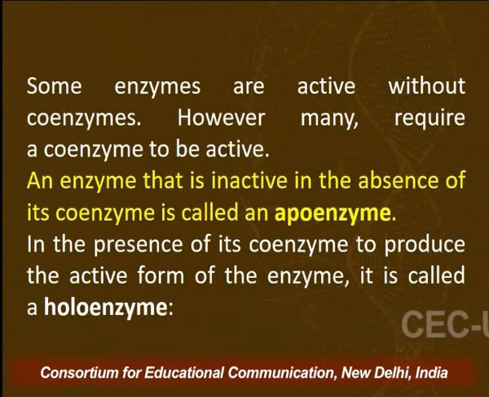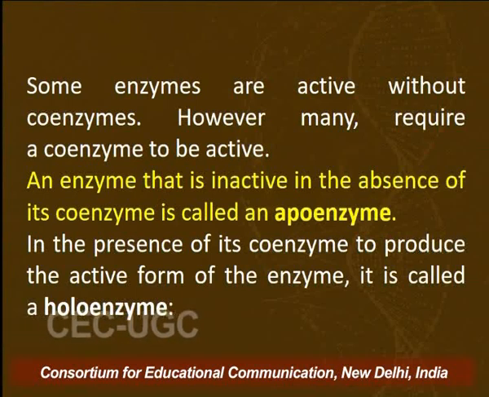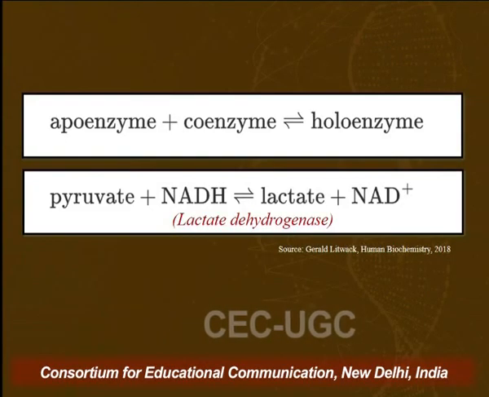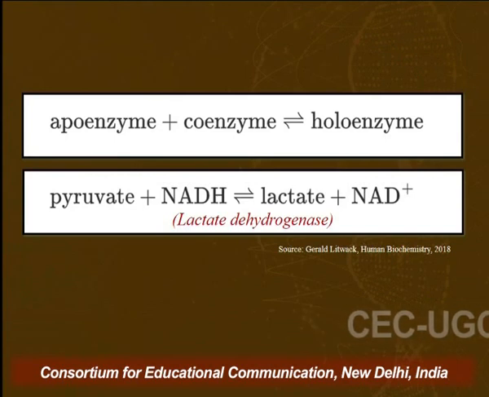So there are two terms over here: one is apoenzyme, the other is holoenzyme. Apoenzyme means an enzyme that is inactive in the absence of its coenzyme, while the holoenzyme is a complete enzyme, where the apoenzyme plus the coenzyme has activated the enzyme. So it is called the holoenzyme over here. One example shown over here, as I just discussed, is the apoenzyme plus the coenzyme forming the holoenzyme.